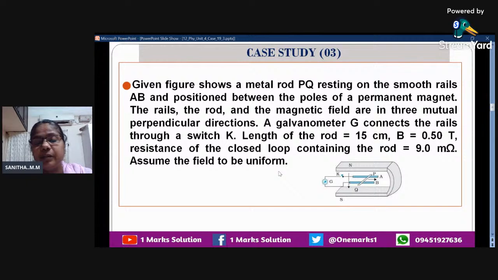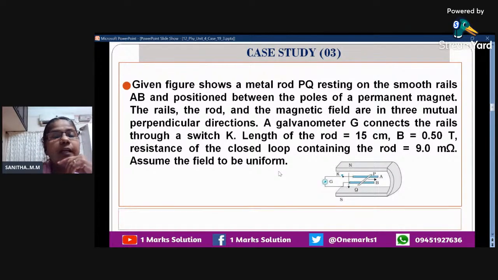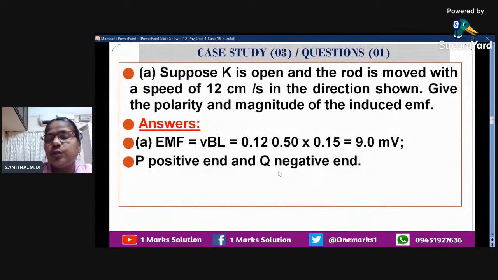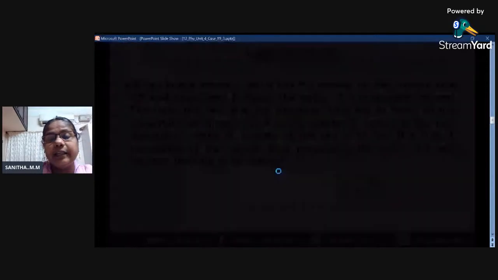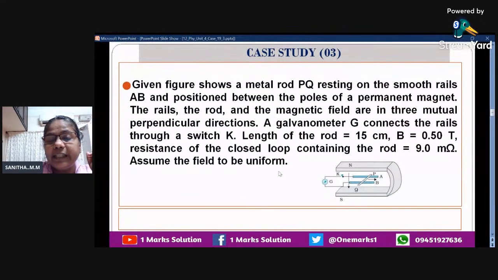Assume that the field is uniform. We can just assume that, because the rod is already in this magnetic field. So we can assume that the magnetic field is uniform. Let us move on to the questions. Suppose K is open. You can see this key here, written K. This K is open now. Open means it is not connected.